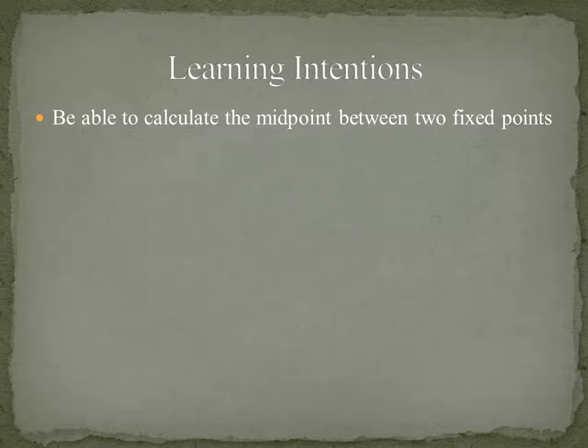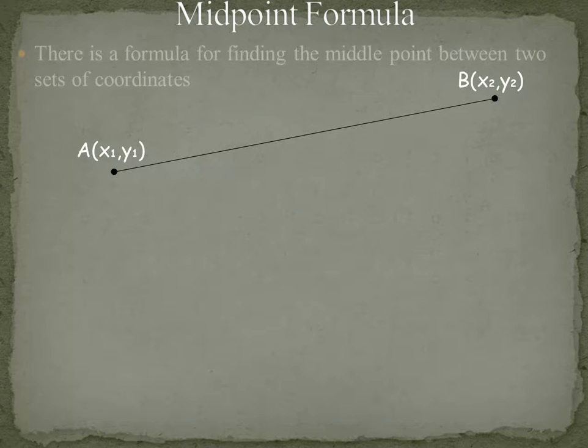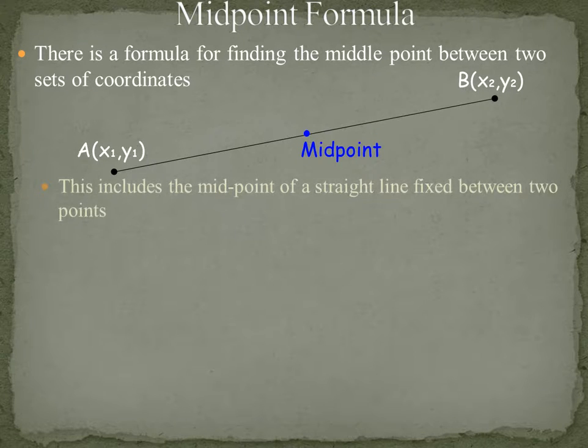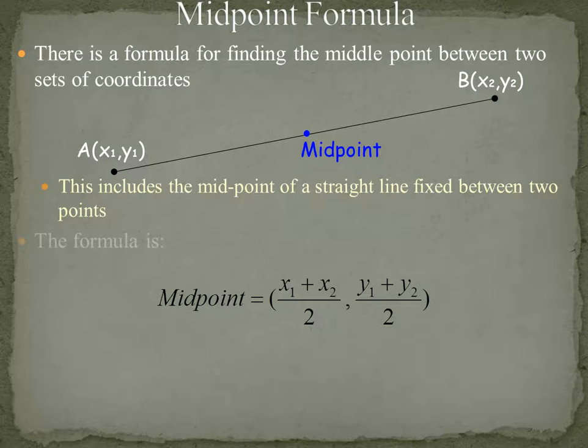Now, the next learning intention is I want you to be able to calculate the midpoint between two fixed points. There is a formula for finding the middle point between two sets of coordinates. If you have A and B here, the midpoint, which as the name suggests lies in the middle, is given by the following formula: x1 plus x2 divided by 2, and y1 plus y2 divided by 2.